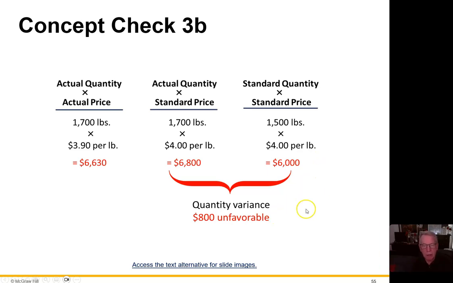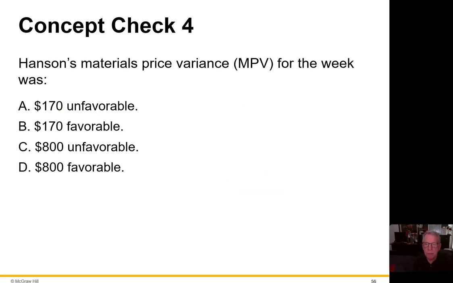And that gives us our standard quantity variance of $800 here, unfavorable. Okay. And so a good thing to get in the practice of doing is to check that the difference between here and here is the same as the sum of from here to here and from here to here. So that's one piece of it.